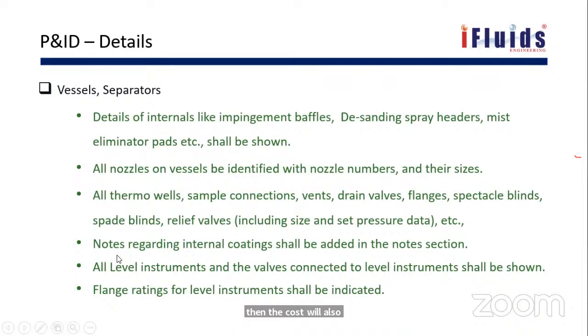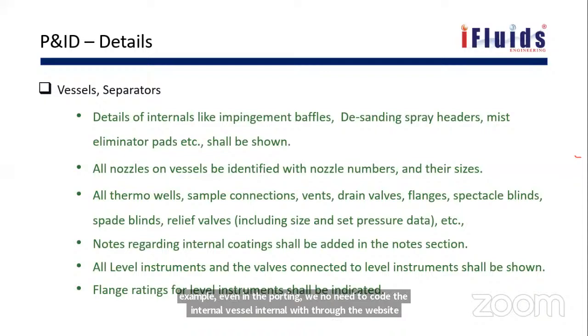So this is regarding the coating. Those things are also captured in the P&ID with the section. For example, even in the coating, we need not coat the vessel internally throughout. If the liquid is corrosive, only the liquid portion, which will be 50-60% of the vessel, needs to be coated. There is no need to coat the top portion. Those things will be captured in the drawing based on the input from the material selection. And all the level instruments, and the valves connected to the level instruments, shall be shown in the P&ID.